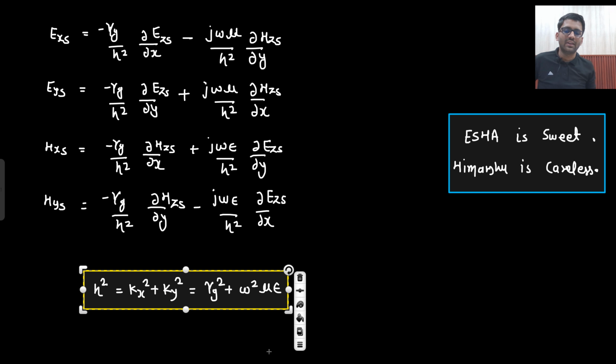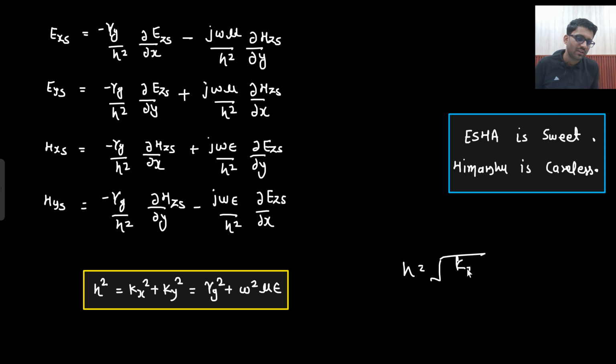Now you know everything, right? You know kx, you know ky, you know gamma g, you know omega, mu, epsilon for sure. Omega is the frequency of our EM wave, mu epsilon you already know. Gamma g is the guided propagation constant, kx is the propagation constant in x direction, ky in y direction. Now what is h called? What is your h actually? Kx square plus ky square, right? H is kx square plus ky square.